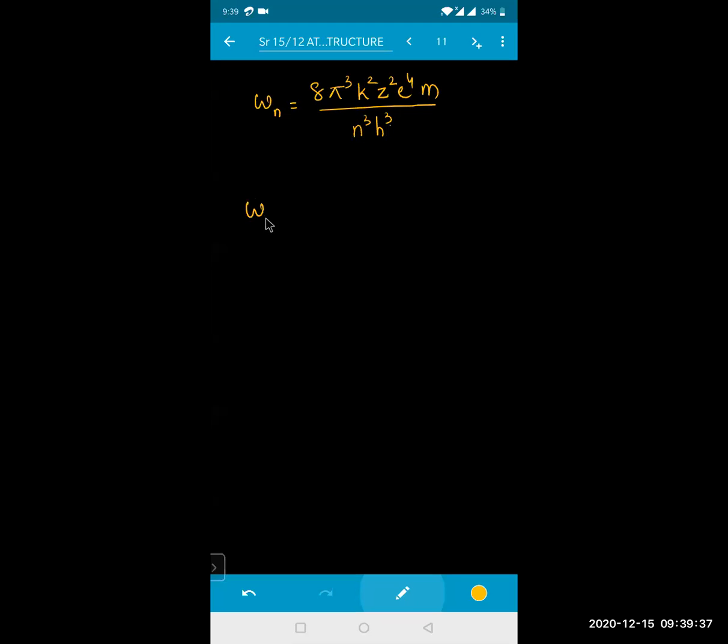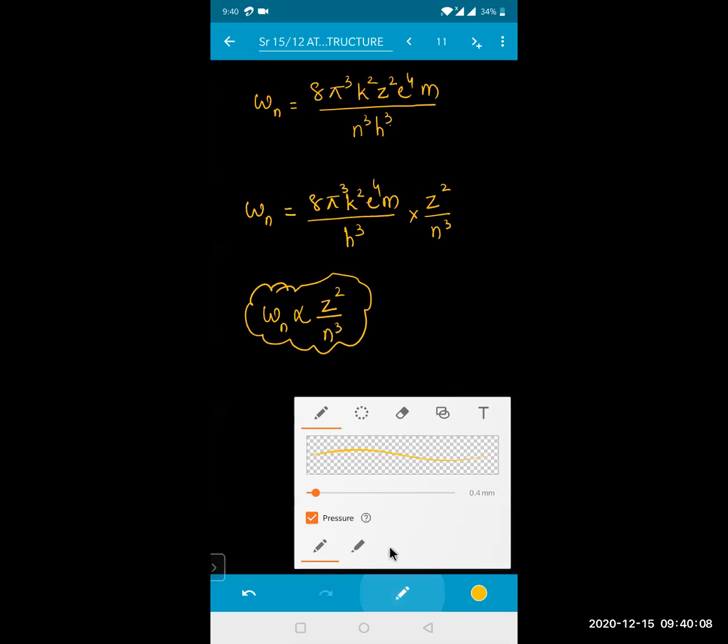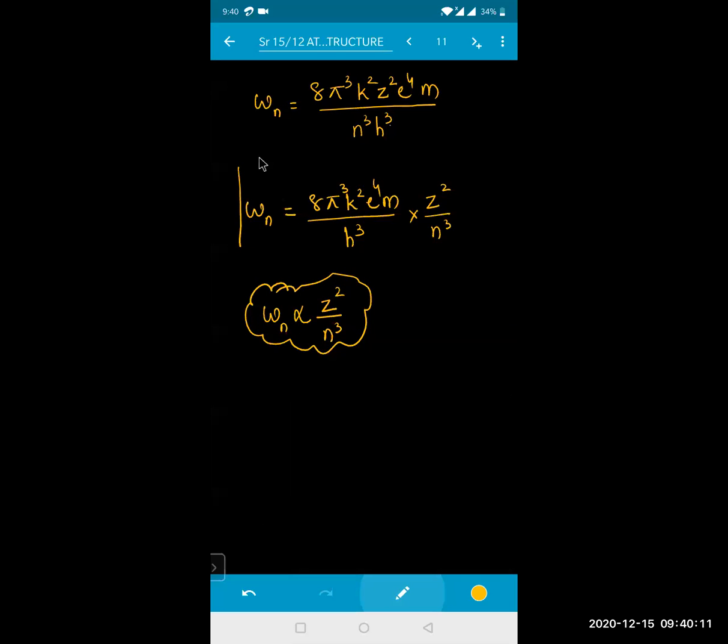That means angular velocity of the electron in the nth orbit is equal to, take all constants outside: 8 into pi cube, k square e to the power of 4 into m divided by h cube, will be the constant, into what remains here, z square divided by n cube. So that means angular velocity of your nth orbit is directly proportional to z square divided by n cube. This formula will be useful for your numericals. Okay, so remember this formula.